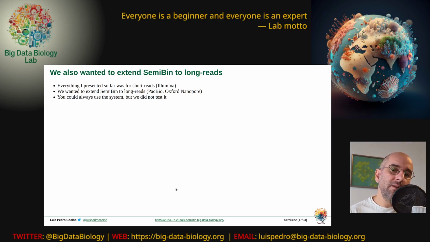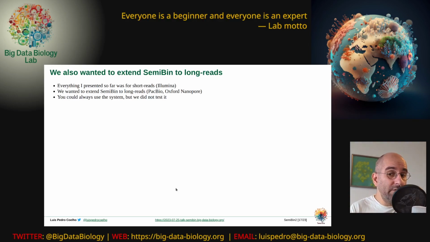And then in parallel, we were seeing that long reads are becoming more and more important. We're also actually using them in the lab in other projects that we have. And we've seen also in public data sets that the number of publicly available long read metagenomes has really been growing.